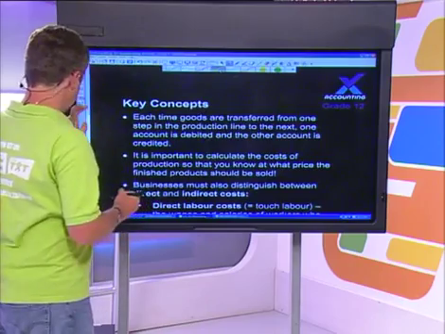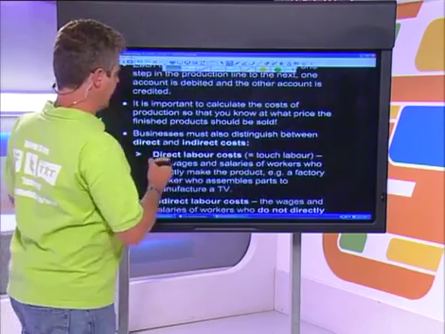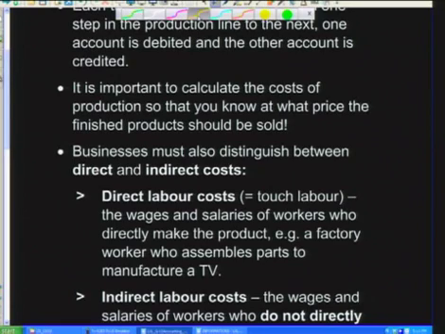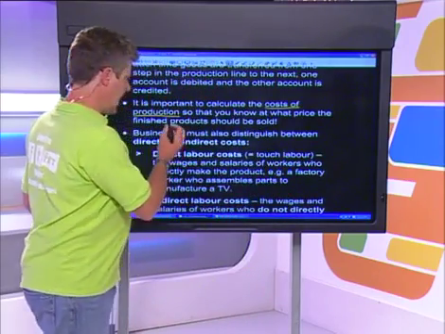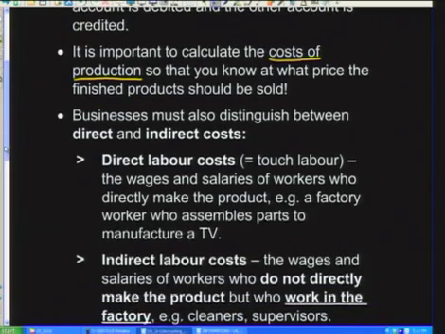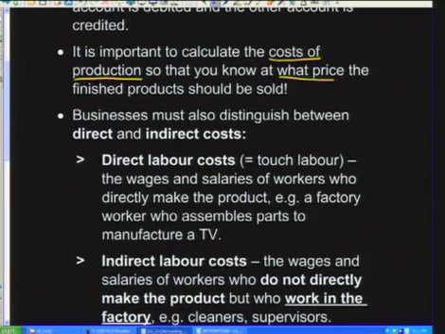Now, very importantly, if I am running a business, I will want to know what the costs of production are. If I don't know what my products cost me, I will have no idea at what price to sell them at if I want to make a profit. So, a business must calculate the cost of production so that they can know at what price the finished goods should be sold. You can then add a markup to it and you can calculate what you need to calculate to work out your selling price.